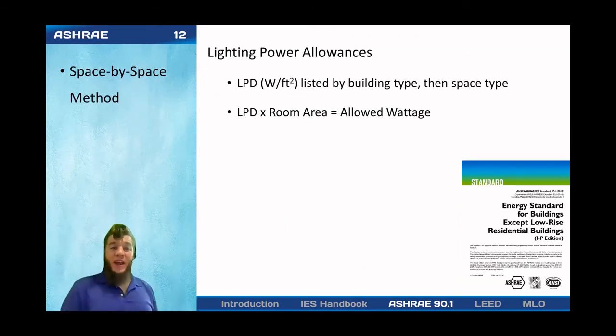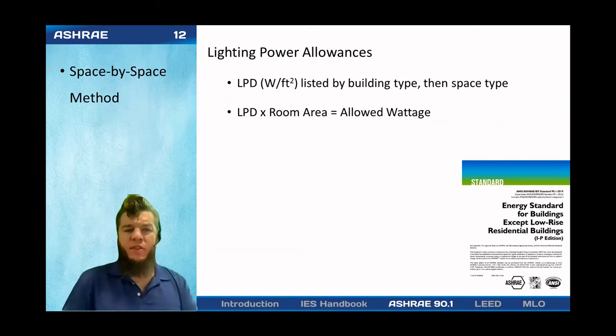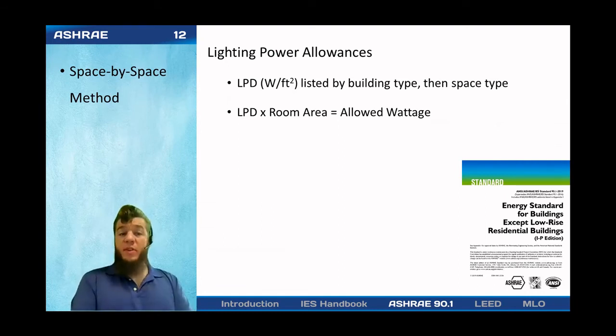Cool. Let's get back to ASHRAE then. So how do we use ASHRAE? Most of you are already familiar with this. I know that we discussed this in 311, and 461 is where this would have also come up. So we're going to use the space by space method to get our lighting power allowances. So in terms of our total wattage, that's the goal here, is to calculate the total wattage we're allowed for lighting throughout our entire project.